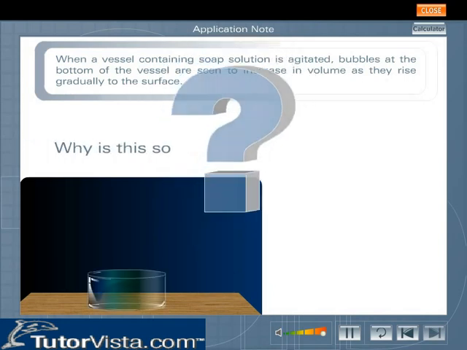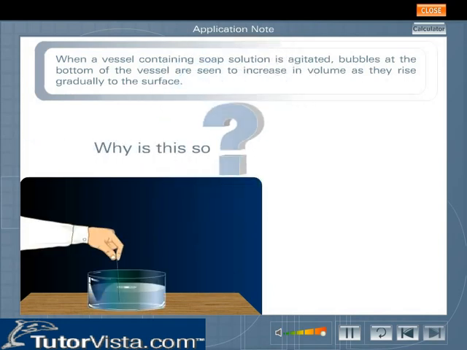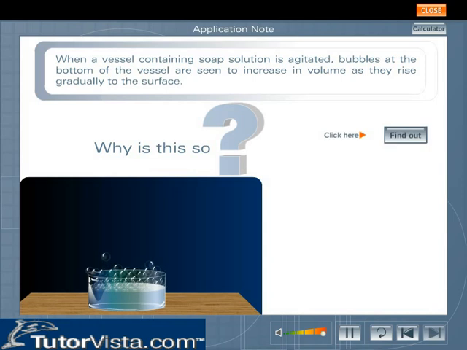When a vessel containing a soap solution is agitated, bubbles at the bottom of the vessel are seen to increase in volume as they rise gradually to the surface. Can you say why this is so?